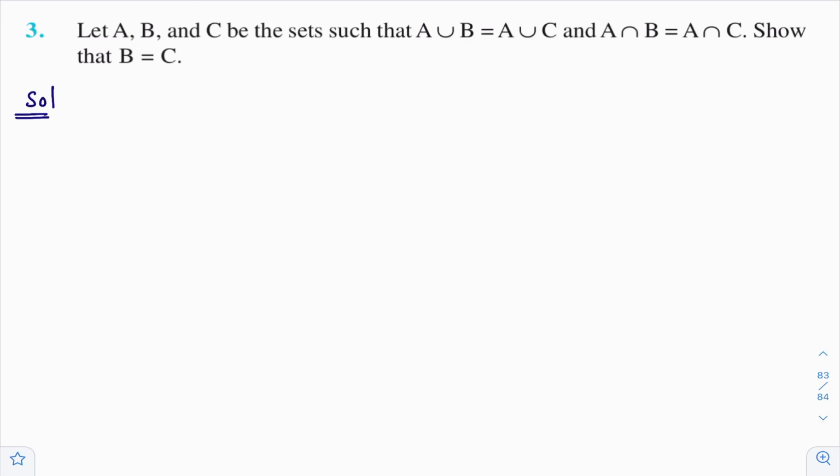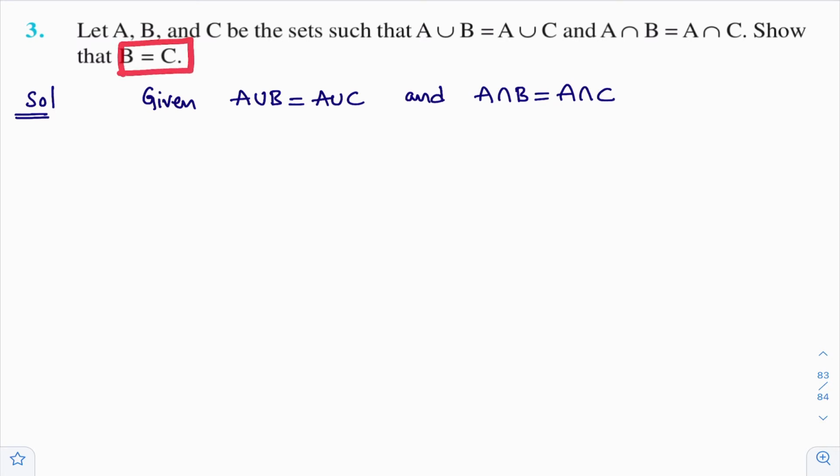Before starting the solution, first you write the given data. What is given? A union B equals A union C, and you try to understand, both must hold good, then only this works, A intersection B equals A intersection C. We need to prove that B equals C. To prove this, I'll do this in two cases. First, I'll prove that B is a subset of C. When B is a subset of C and C is also a subset of B, then I can say that these two sets are equal. How to prove that B is a subset of C?